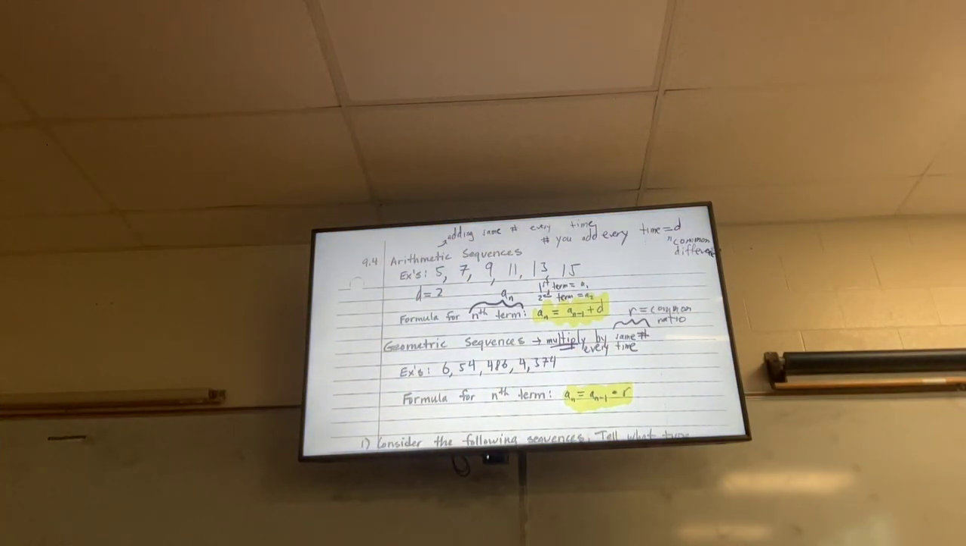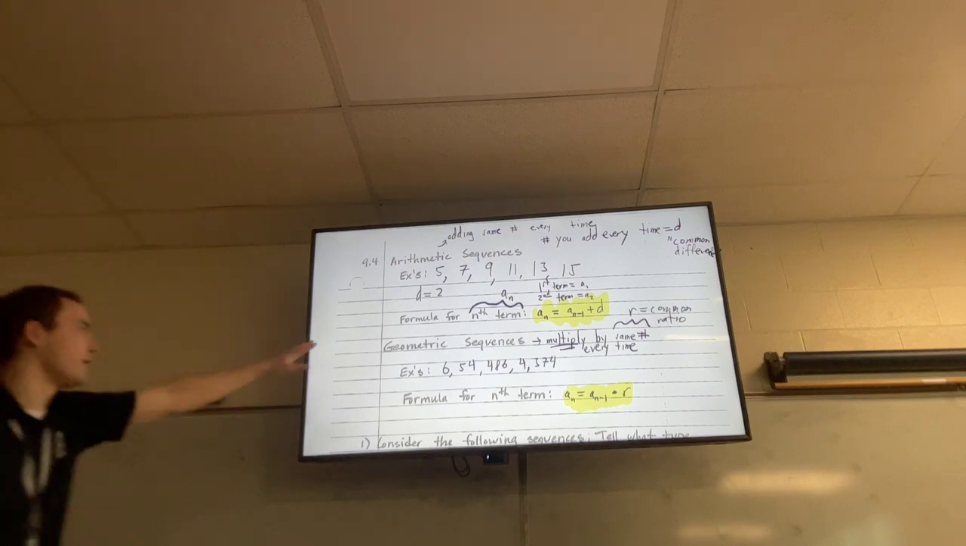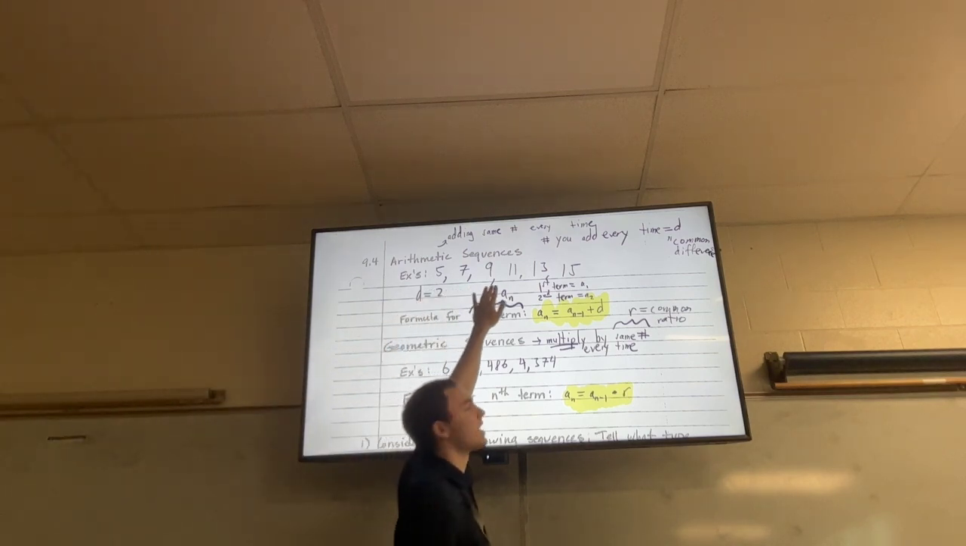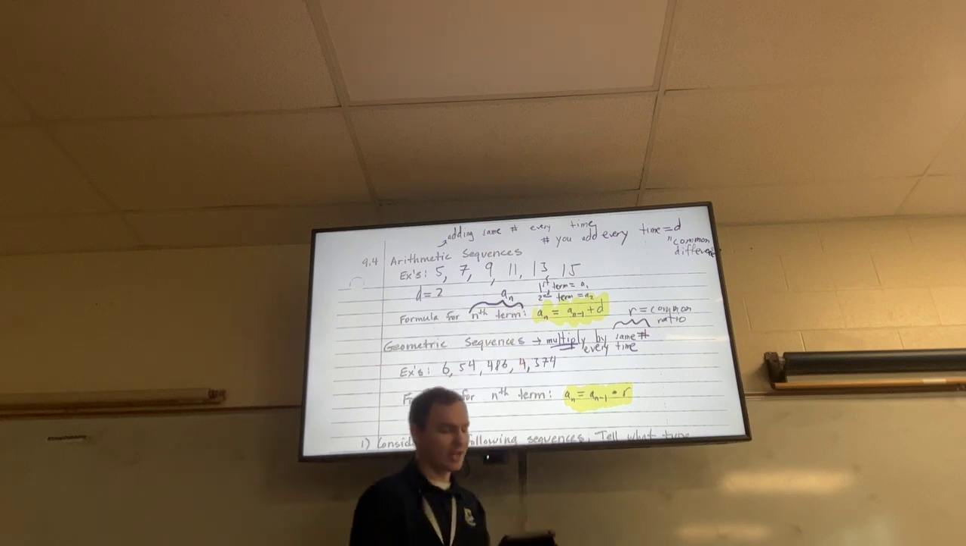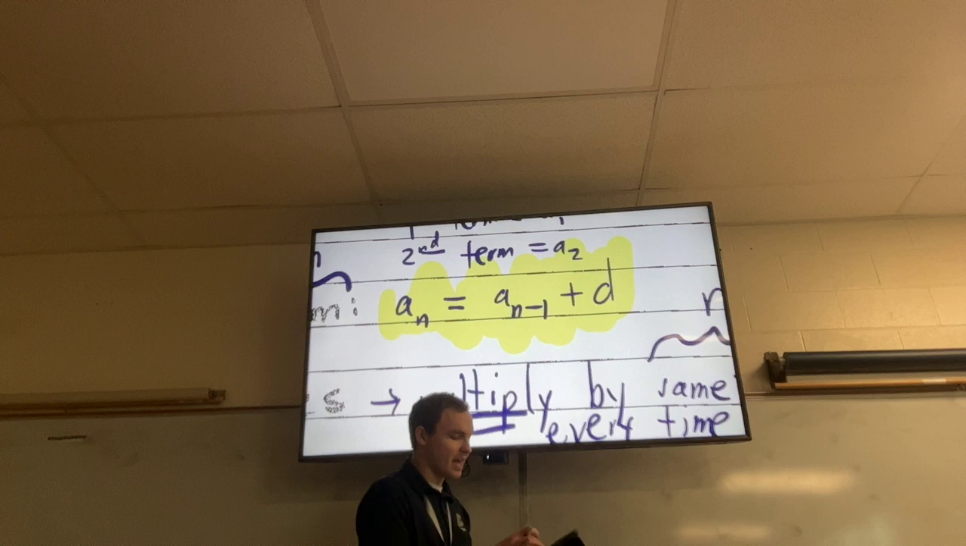All right, so for arithmetic sequences, that's a list of numbers where you get each number in the sequence by adding the same number each time. Okay, it's called the common difference. So 5, 7, 9, right? We add 2 each time. The formula for the nth term is given by this.